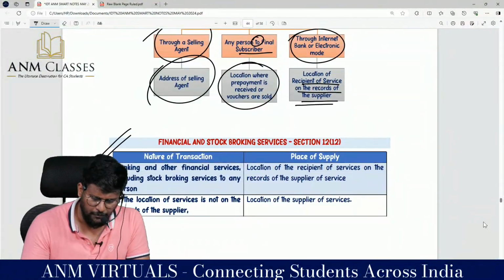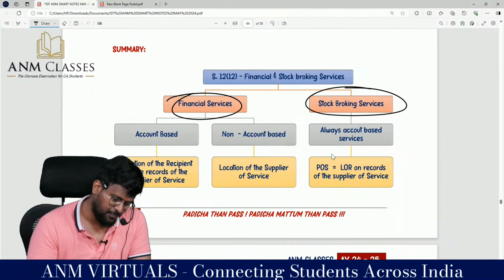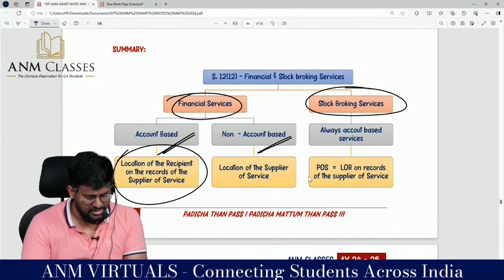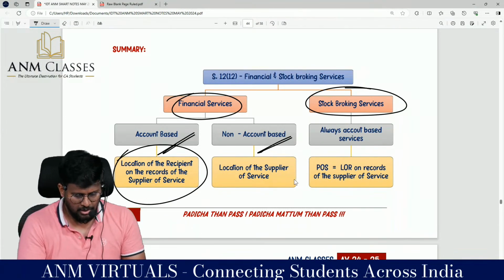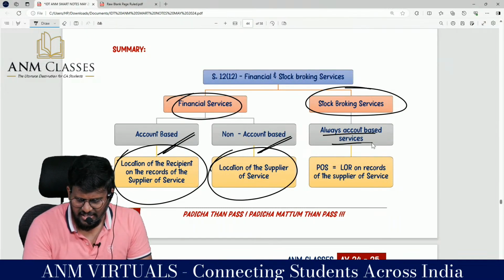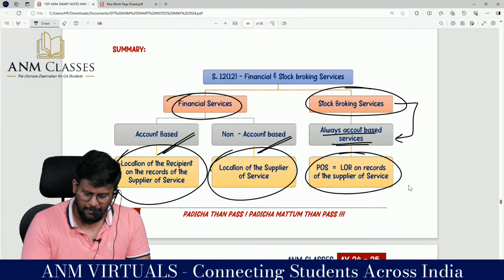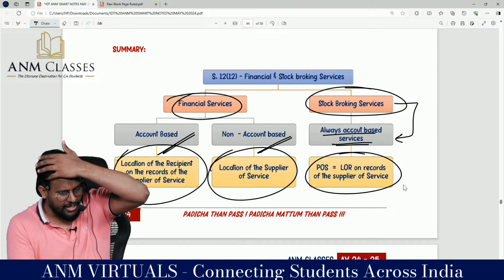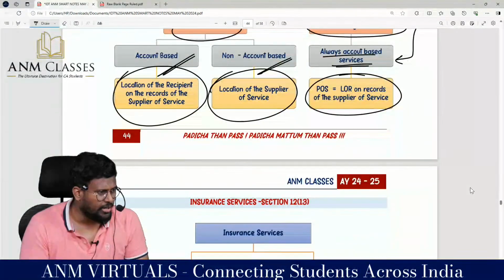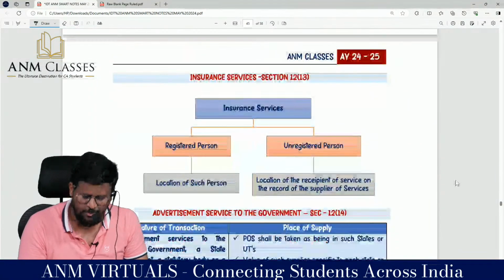Shall I move to 12.12 financial and stock broking services? Yes, 12.12 financial and broking services. Account based, non-account based. Correct? Account based: location of the recipient on the record of the supplier, location of the account. Place of supply is the location of the recipient on the records of the supplier. We cannot say the location of the recipient is not available, because otherwise we cannot provide the service at all.